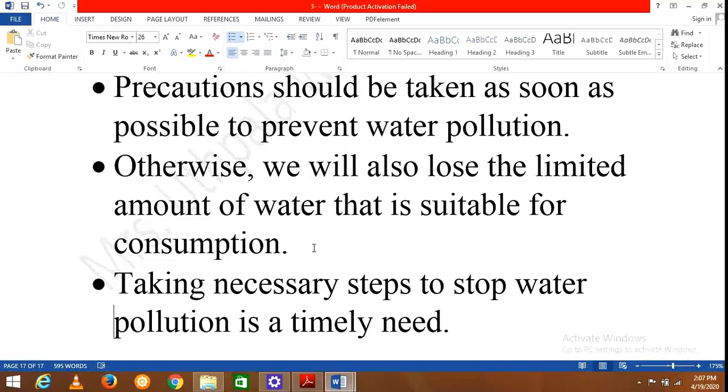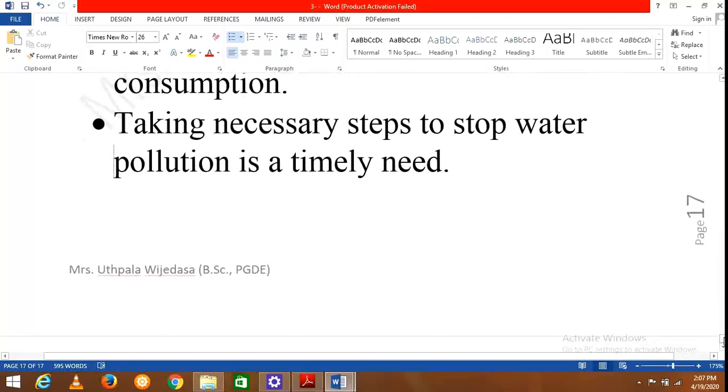So you can think of the methods as a student, as a good citizen of the country who is going to accept the future, who is going to rule the world in future. What are the steps that we have to take at our level to minimize this water pollution? If a single individual initiates this, it will spread to the whole population, and we will be able to protect these important natural resources. So I think you got a clear idea about the lesson.